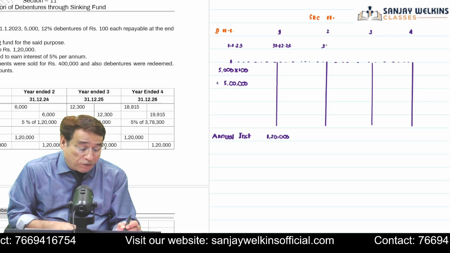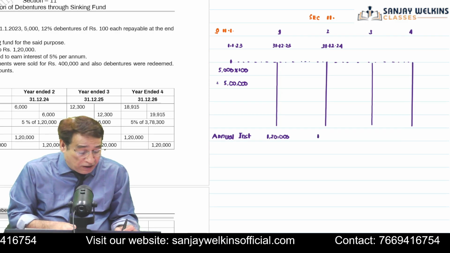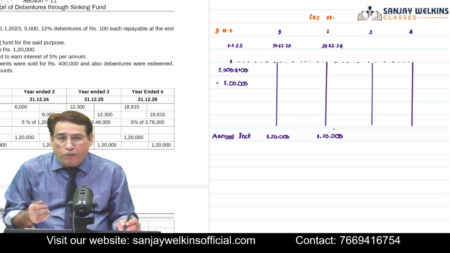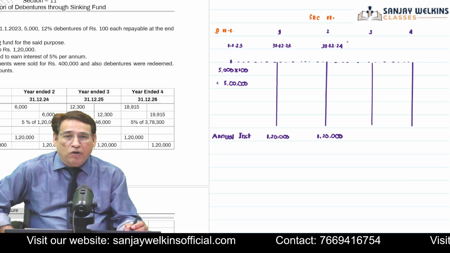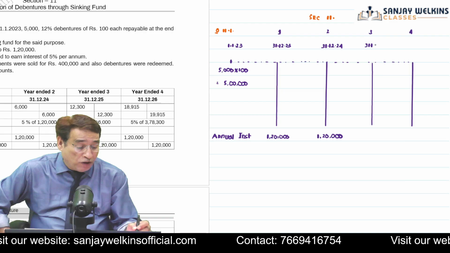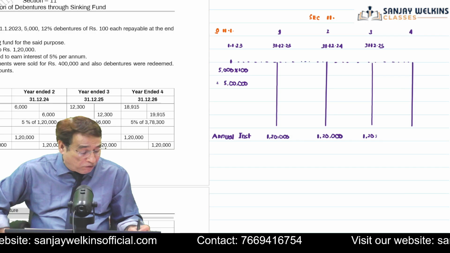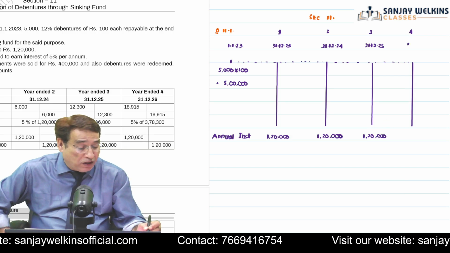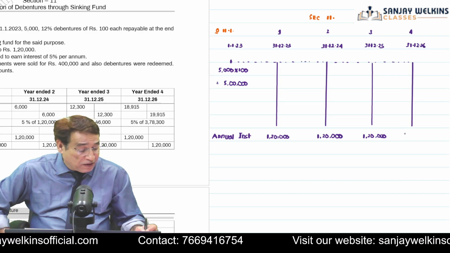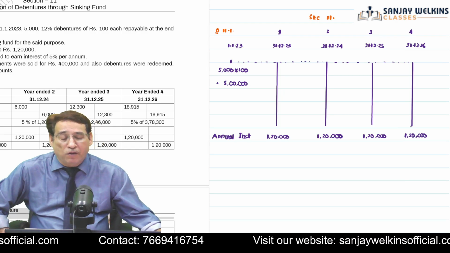So 31st of 12, 2024, this will be the end of the second year. So at the end of the second year, again, we are going to set aside, in fact, pluck out of profits 1,20,000. This is the point I just want to make, isn't it or not? Then similarly, at the end of the third year, that is on 31st of 12, 2025, again we are going to set aside 1,20,000 out of profit. And likewise, when we are going to reach the end of the fourth and final year, 31st of 12, 2026, again I am going to set aside 1,20,000. Is it clear to you or not?